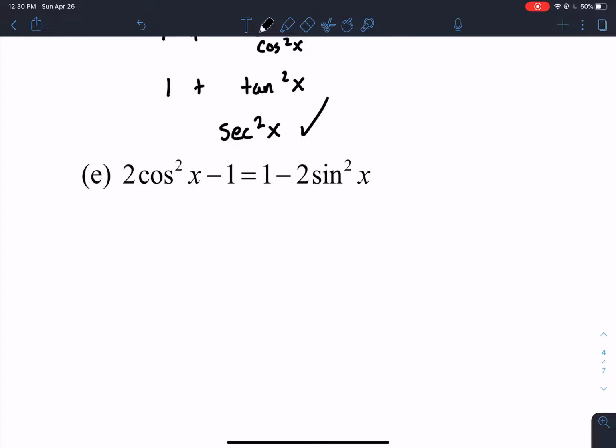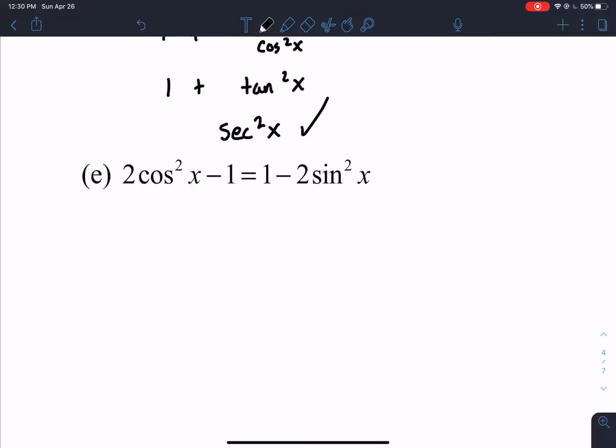Okay, so 2 cosine squared minus 1 equals 1 minus 2 sine squared. Okay, so what one could I use? So I think this one would probably be similar to the last one, right? So if we just split it up, so if you do cosine squared plus cosine squared minus 1 equals 1 minus 2 sine squared. Okay, so what would be cosine squared minus 1?